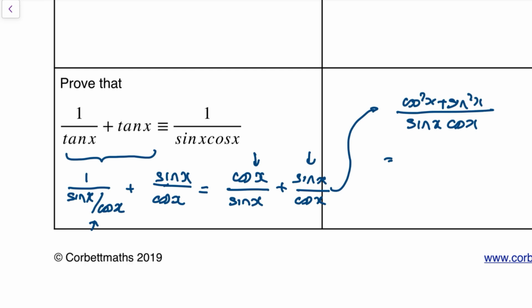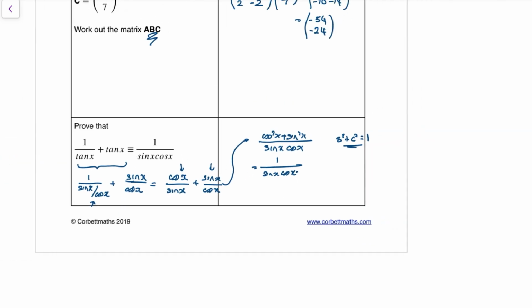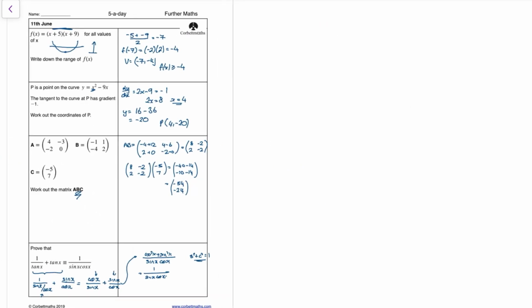I've done it, haven't I? Cos squared x plus sine squared x is 1, so it's going to be 1 over sine x cos x. Now, if it's a proof question, I might just write on the side that sine squared plus cos squared equals 1, just so it says what I'm doing. And that's it. Question's done.